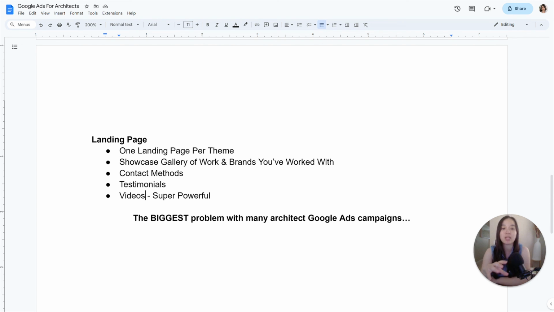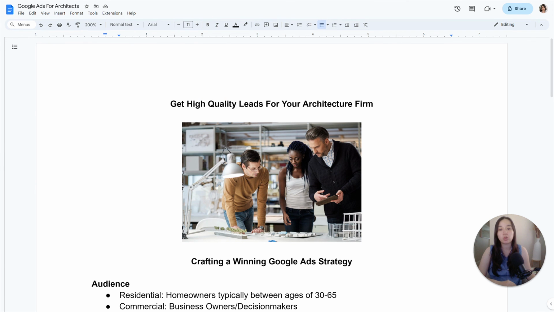So please keep that in mind as you are designing your website or landing page, and you're deciding whether you're going to be sending traffic to either one. I suggest sending traffic to a landing page, and you can do a test too to see which one performs better. But from my experience, using landing pages is typically the winner when it comes to converting traffic from an architect's campaign. So that's pretty much it when it comes to crafting a winning strategy for your architecture firm.